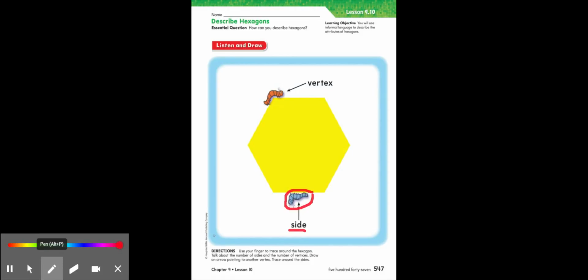Remember back to that tricky math word that we learned today. Right, if you said vertex, you are correct. This is the word vertex. Get your mouth ready to say vertex, v. I hear, that's right, the letter V at the beginning, vertex. And a vertex, right here where our orange worm is, is just a fancy word for a corner. So we know that a hexagon has 6 sides and 6 vertices.